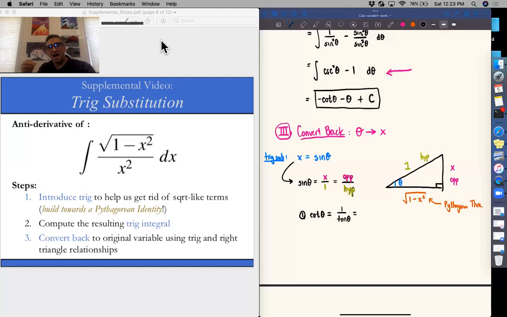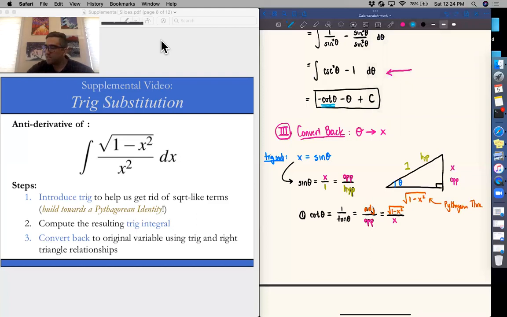And if we go through all the opposite, adjacent, hypotenuse stuff, we'll see that cotangent is adjacent over opposite. So if we're grabbing those values off of the triangle, the opposite side is x, so we can put that on the bottom. And the adjacent side is the side that we got from Pythagorean theorem, the square root of 1 minus x squared. So in terms of our antiderivative up above, we can get that cotangent term once we have that right triangle.